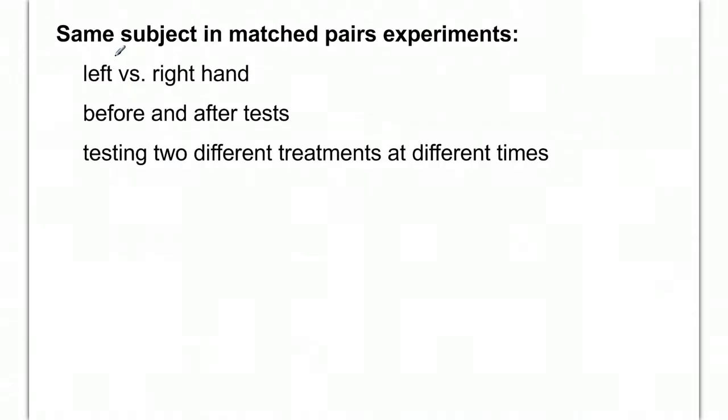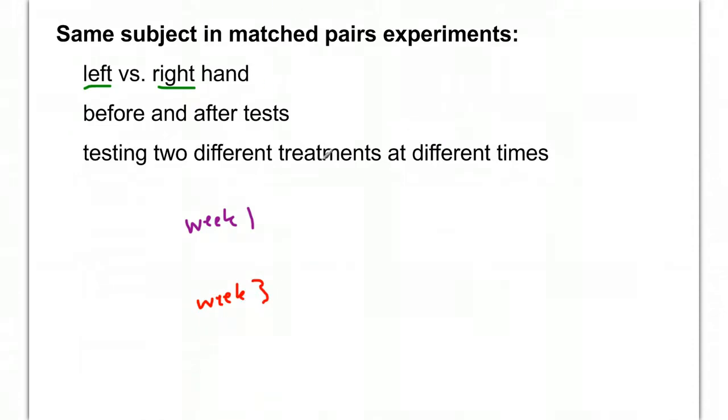Anyways, another way to do matched pairs is not to use two different subjects, but to actually have the same subject used. So you could compare one person and compare their left and right hand. What can they do with their left hand? What can they do with their right hand? You could compare the same person before they do something and after. You could have a test before and after. And building on that same idea, you could test two different treatments at different times. You could test one treatment on week 1, take a week off, and test a totally different treatment on week 3. You might randomly decide what order these treatments go in.